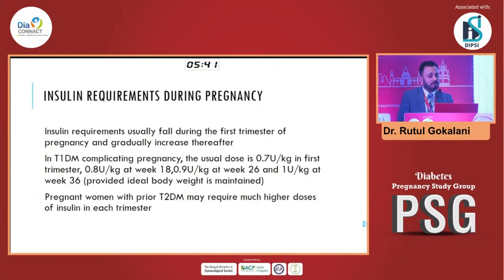Regarding insulin requirement during pregnancy, that topic has already been covered, but I want to re-emphasize that insulin requirements usually fall during the first trimester of pregnancy and gradually increase thereafter. In type 1 diabetes complicating pregnancy, the usual dose is 0.7 units per kg body weight, then 0.8 units per kg at week 18, at week 26, and 1 unit per kg body weight at 36 weeks. Usually we see in Indian patients that insulin requirement is on the lower side than in the Western world.